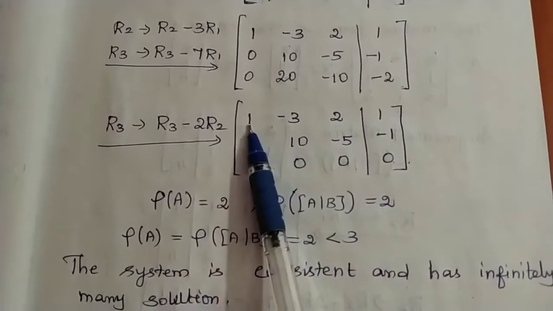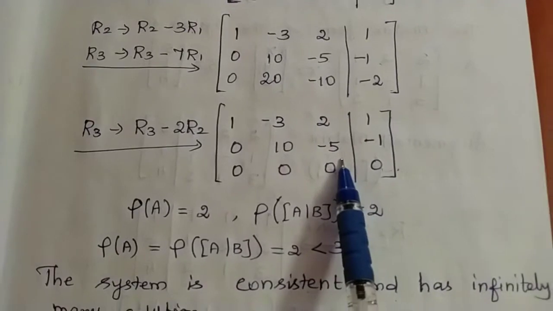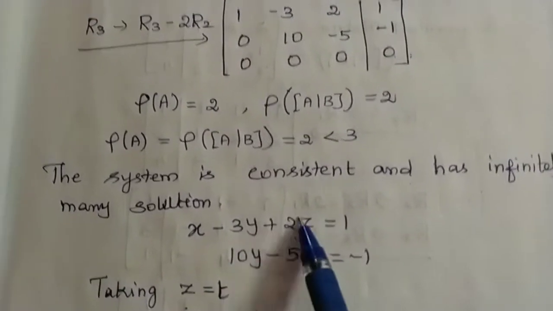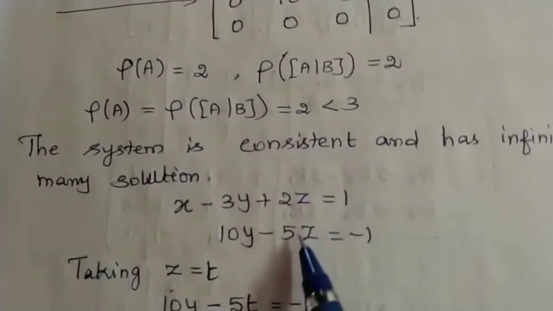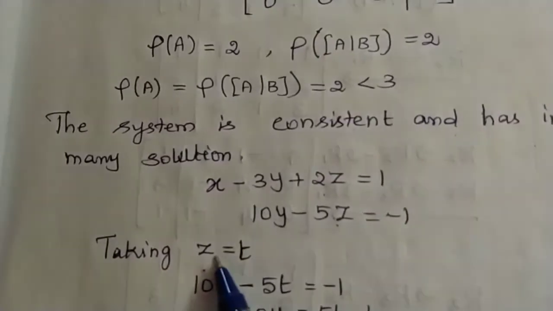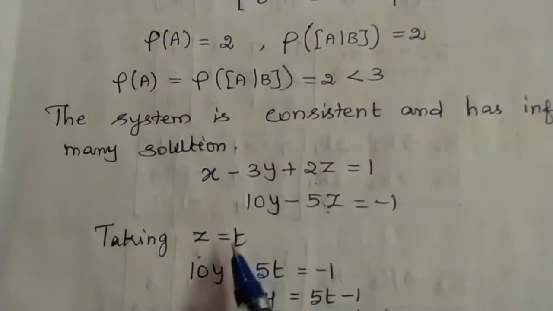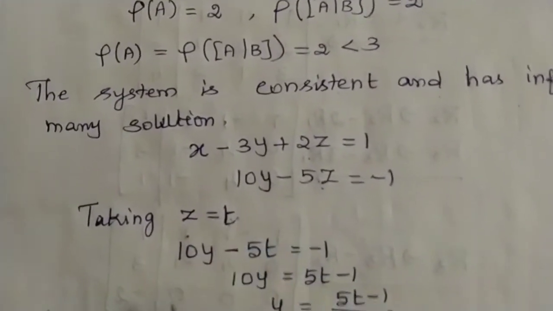Write the equations: x minus 3y plus 2z equals 1. Next, 10y minus 5z equals minus 1. We get only two equations. Now I will take z equal to some constant t, or s or k, any one is fine. I will take z equal to t.